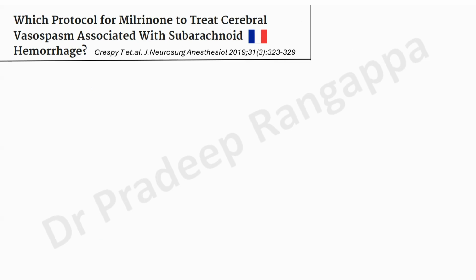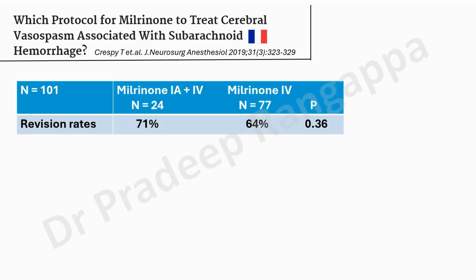So they compared two protocols in this particular study. This came in the Journal of Neurosurgery in 2019. Here they had 101 patients. And as you see, they had 24 patients who were put on intraarterial plus intravenous Milrinone, and 77 who were on only IV Milrinone. So they compared two protocols where a small group, 24 patients, underwent intraarterial Milrinone along with IV, and they looked at revision rates of any procedural salvage measures, and they saw it was comparable.